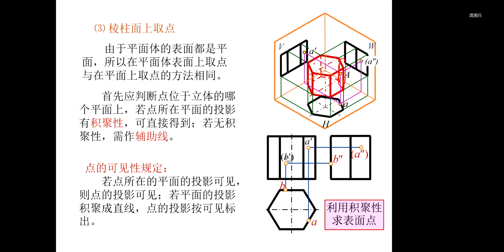So B in this projection is not visible. Remember this one we talk about a lot of times. When you talk about the visibility for a point, a line, or just a plane, we look from the direction of the top, and from the top we look at the H projection. So in the H projection, the top is visible, the bottom one is not visible.